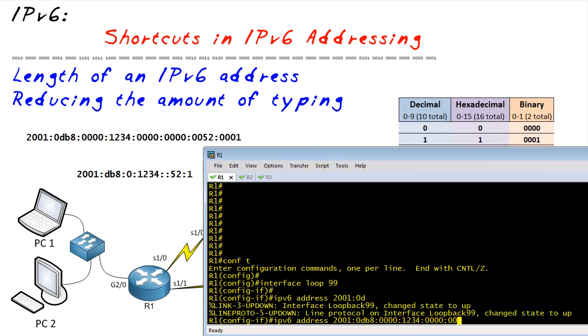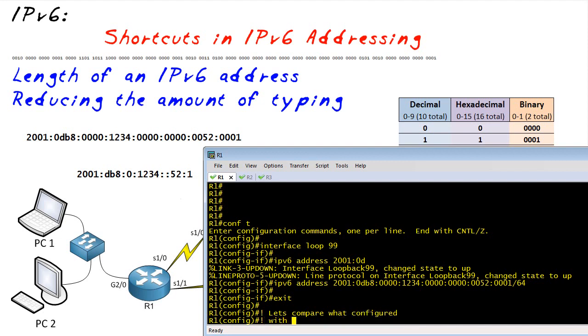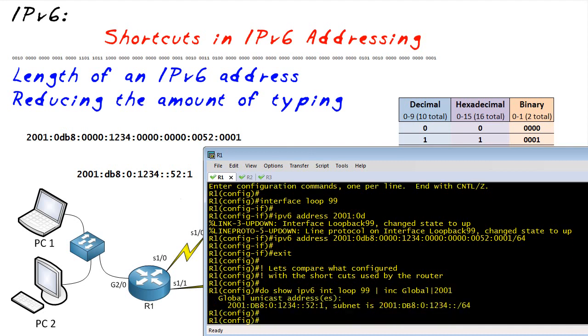The longhand, 2001, 0db8, 0000, and all the details. And we're going to use a /64 to represent that the first 64 bits represent the network address, and the last 64 bits represent the actual host address. Now, if we take a look at what the running config thinks about this, I'm going to do a show command, but I'm going to set up some conditions so it only shows us the lines that include the word global with a capital G and the number 2001. That'll allow us to focus on just the details I want to share with you, and that is this.